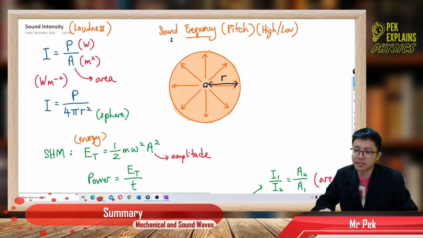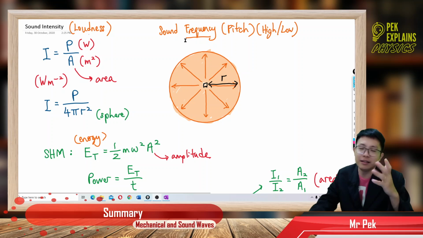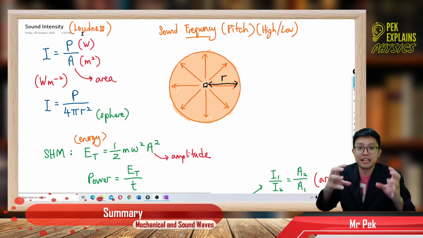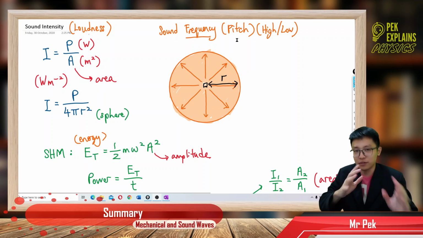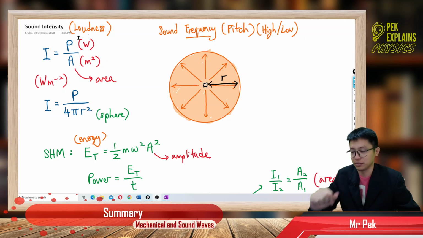Another term is the sound frequency. Sound frequency is the pitch, or high or low, of sound. What's the difference between high sound and loud sound? High sound means it's a very high sound. Loud sound is very loud. That's called loud sound. So you must differentiate between a high sound and a loud sound.